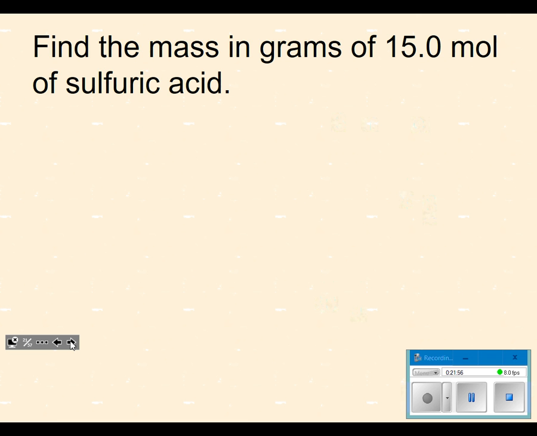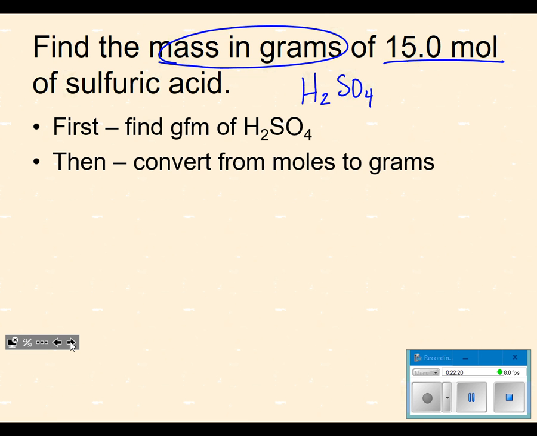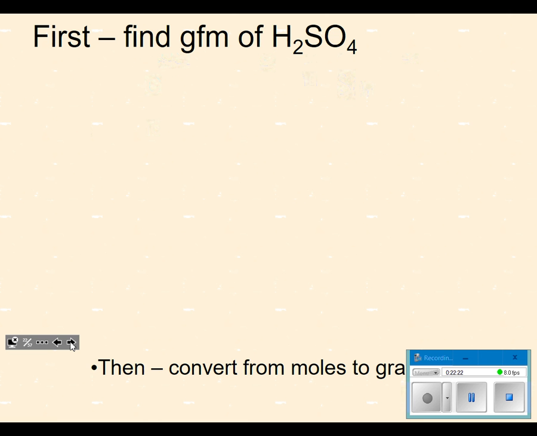Then if I want to find the mass in grams of 15 moles of sulfuric acid, again, sulfuric acid is not one you're supposed to know, but sulfuric acid is H2SO4, just FYI. I gave you some of those in the last unit just because. So first we have to find the GFM of the sulfuric acid, and then we have to convert from moles to grams. So let's find the GFM first. We have hydrogen, we have sulfur, we have oxygen. We have 2 hydrogens, we have 1 sulfur, we have 4 oxygens.